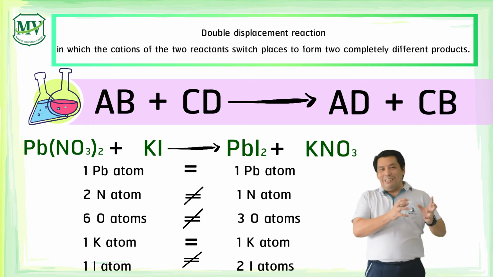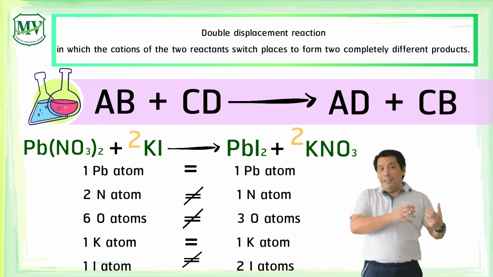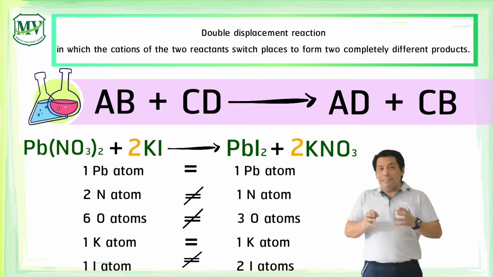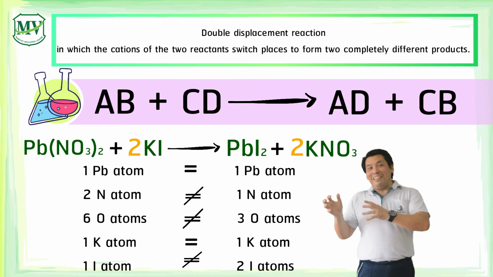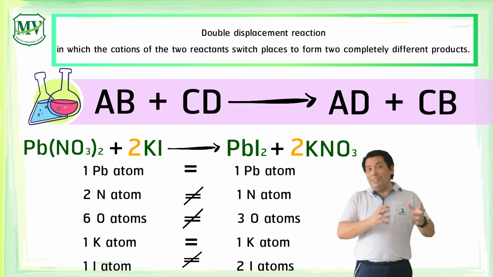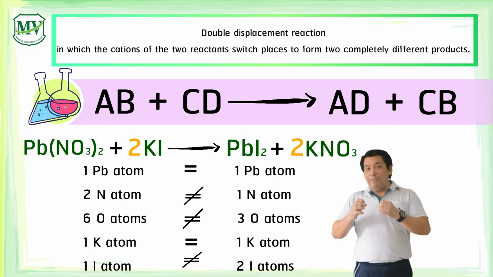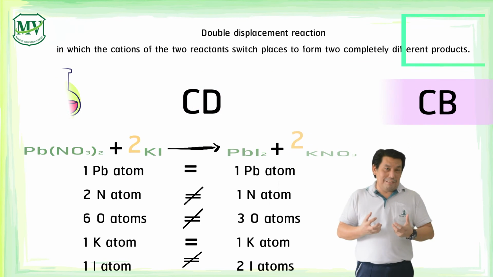Now we have to put a coefficient of 2 on the left-hand side of our equation on the potassium iodide reactant to balance the number of atoms for our products. Now on the right-hand side of the equation, we also have to put a coefficient of 2 on the potassium nitrate side of our products.